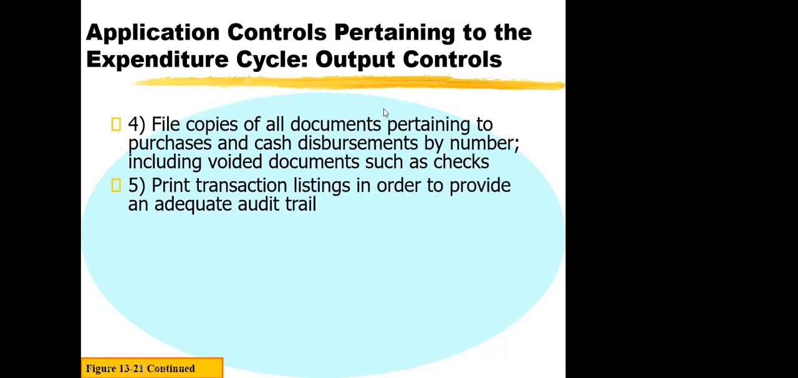File copies of documents pertaining to purchase orders and cash disbursement by number. Include voided documents such as checks. So again, it sounds maybe funny, but it's not. The first thing that they do usually in an audit is they ask you to see all the voided checks. So we don't shred checks, we keep them and we explain the reason why we had to void the checks.